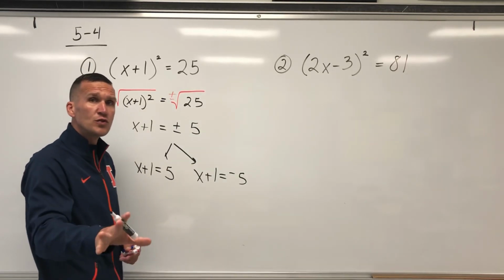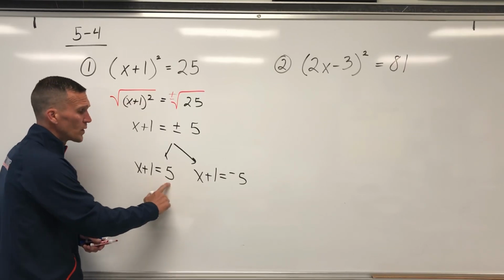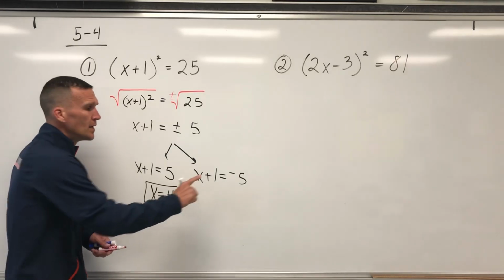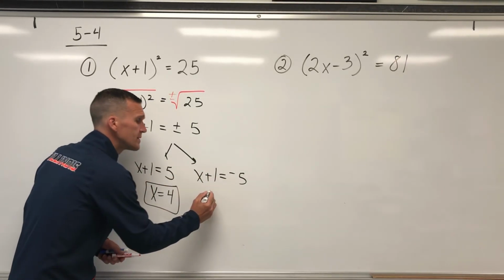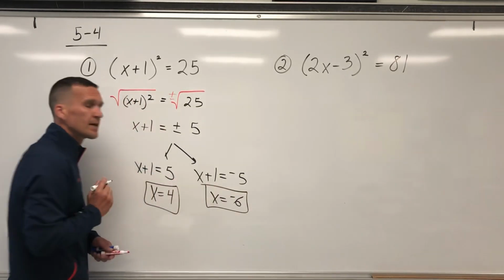Now both equations use the same math, you just get different answers. Minus 1 to get rid of plus 1 on both sides gives me x equals 4. Minus 1 on both sides gives me x equals negative 6, and I am done.